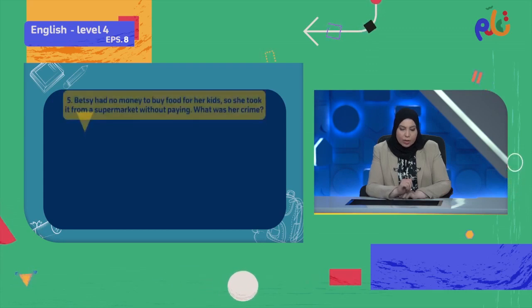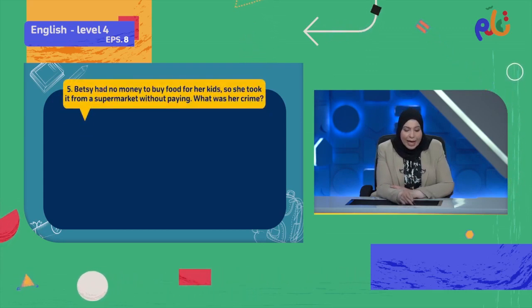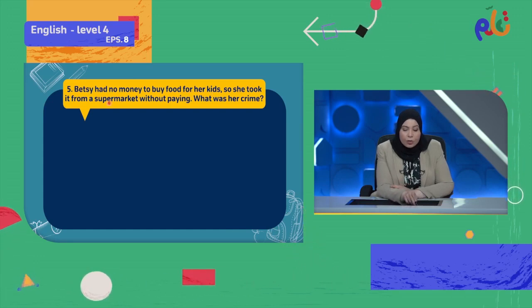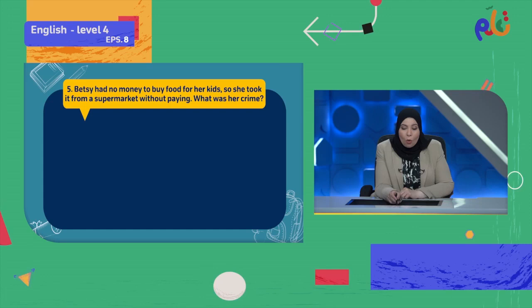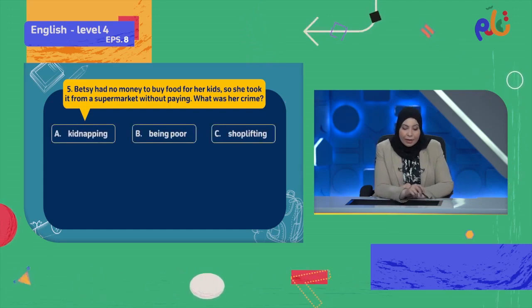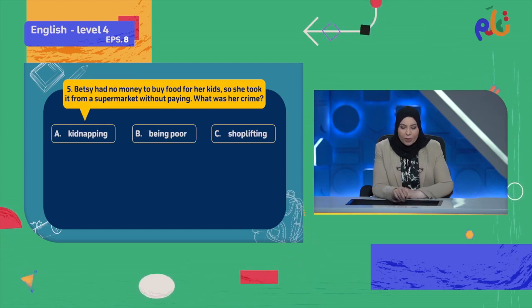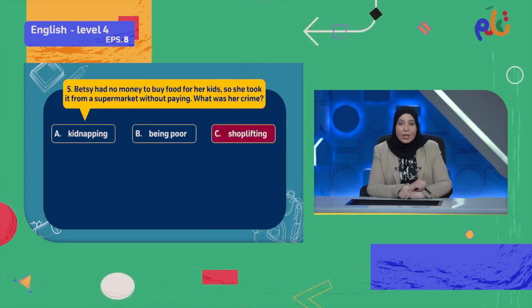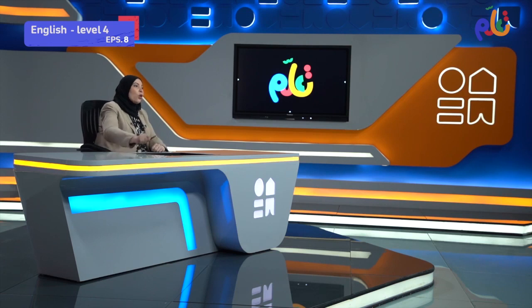Okay, so for the next one. Betsy had no money to buy food for her kids, so she took it from the supermarket without paying. What was her crime? Her crime is kidnapping, her crime is being poor, or her crime is shoplifting. What was the name of the crime? So this is shoplifting.